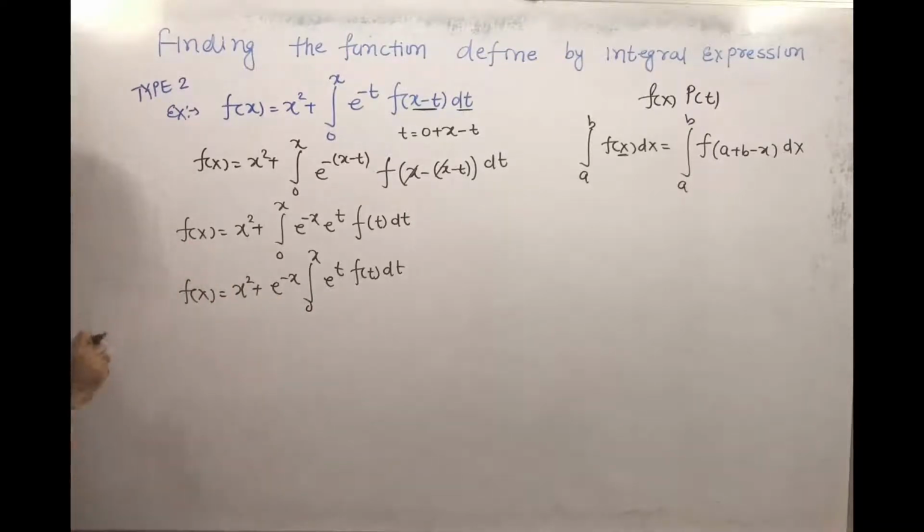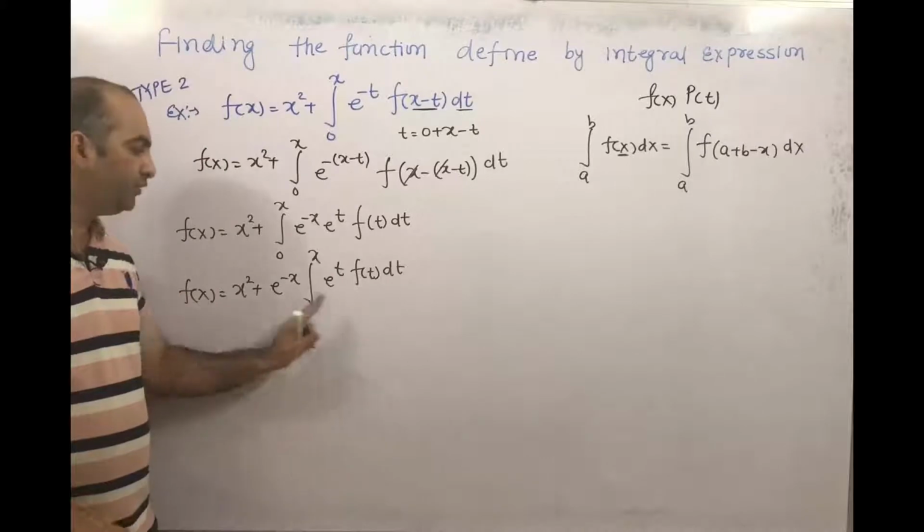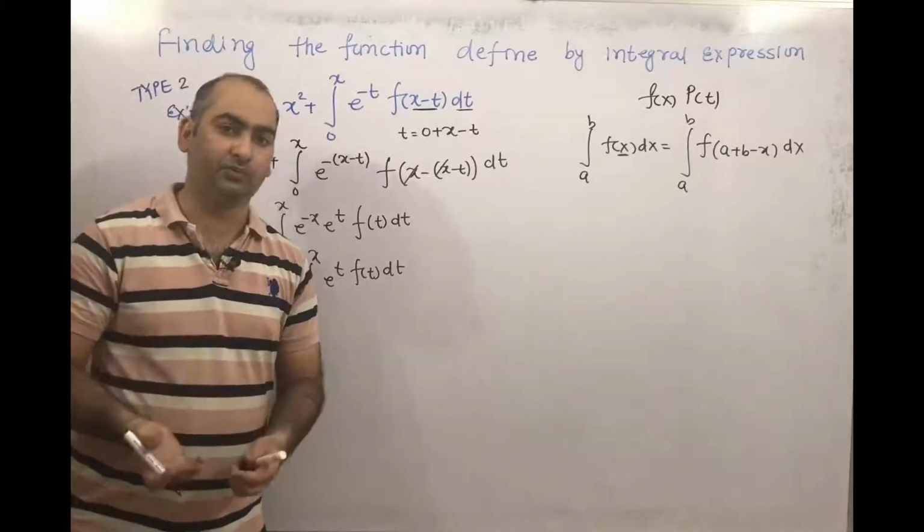Now if I use differentiation here, x² differentiates to 2x, but here we have to use the u into v rule. But if you use u into v, the integration sign will not be removed. Why?